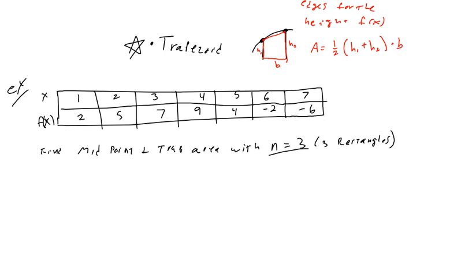Find the midpoint and trapezoid area. I'm going to abbreviate trapezoid just because I'm lazy. Trap area with n equals 3 rectangles. So I want to use 3 rectangles in this function here. We'll do the midpoint first.